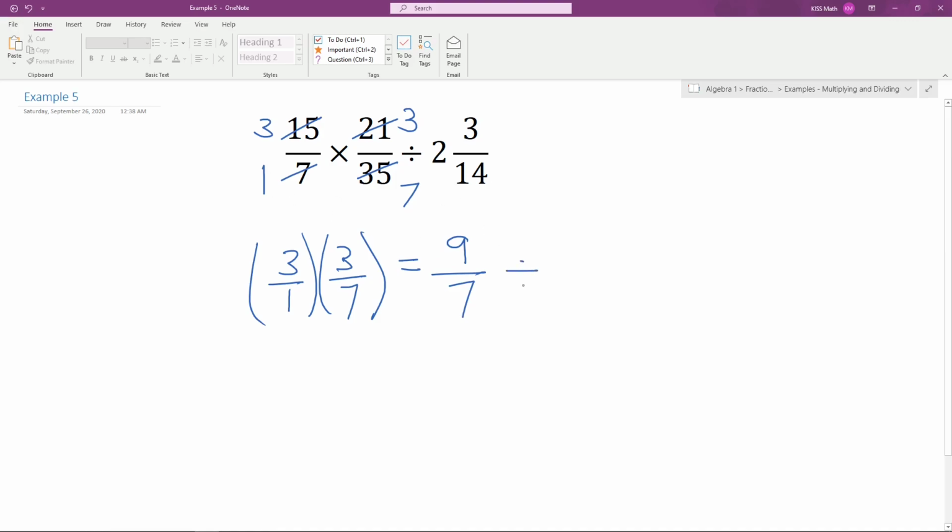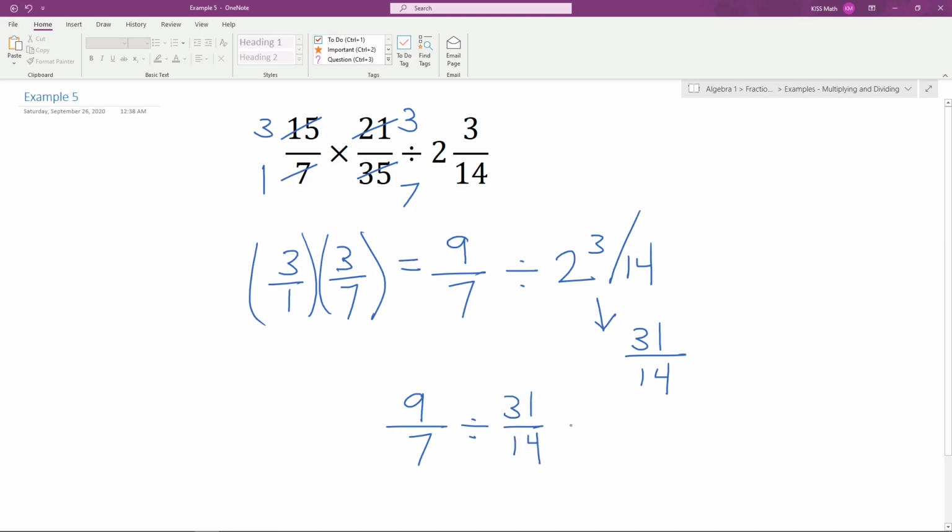And then we have this last component. So this is 9/7 divided by 2 3/14. And if we convert this mixed number to an improper fraction again, this actually becomes 28 plus 3, so that's 31/14. So we will have 9/7 divided by 31/14. And if you remember, when we divide, whatever we're dividing by, you have to flip the fraction and multiply. So this would be 9/7 times 14/31.